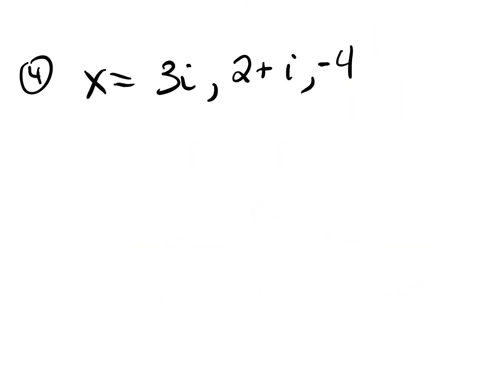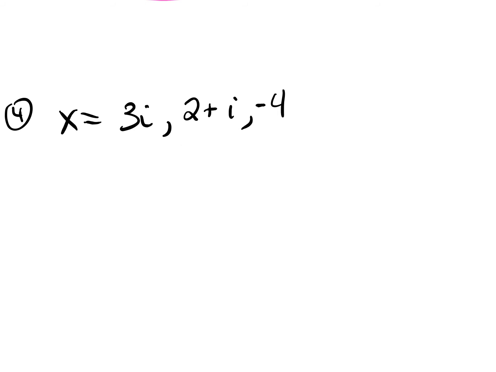What zeros am I missing for number 4? Negative 3i and 2 minus i. So when I write my linear factors, I'm going to have x plus 4. I like to multiply my pairs together, so I'm going to write them next to each other so it's going to be easier to see. That's why I wrote the 4 first, just because that's going to be the easiest to multiply at the end.